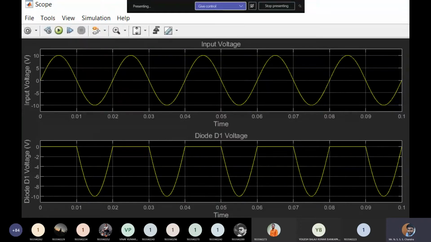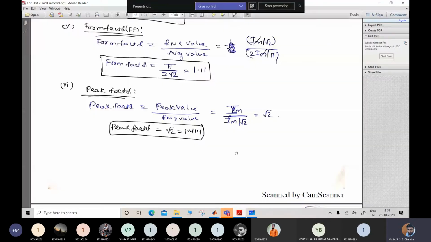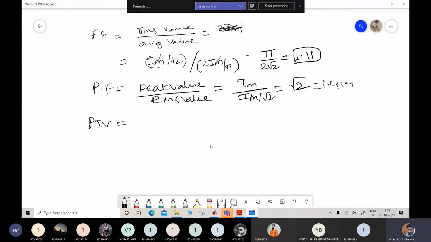So I can say that peak inverse voltage is nothing but VM. Never write the minus value, only write the magnitude. Peak inverse voltage is given in the question itself. So peak inverse voltage magnitude is VM. So form factor, peak factor and peak inverse voltage are over. Next we are left with ripple factor.